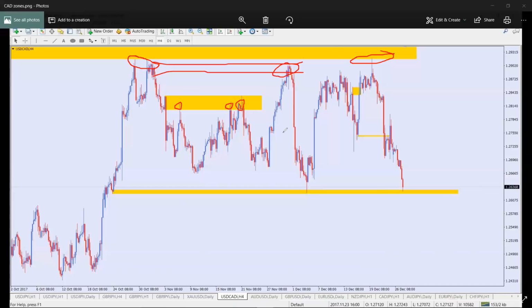And the same thing is over here for the demand zone. The demand zone got touched once, twice, isn't it? So that's basically it. So this is respecting zones. These are respected zones. Then we'll go on to another chart.